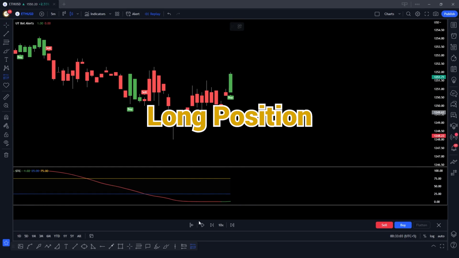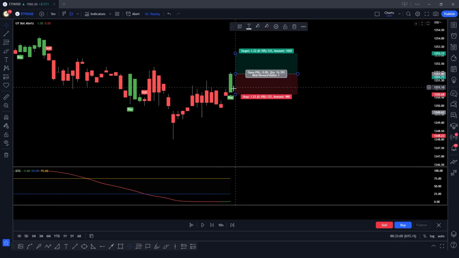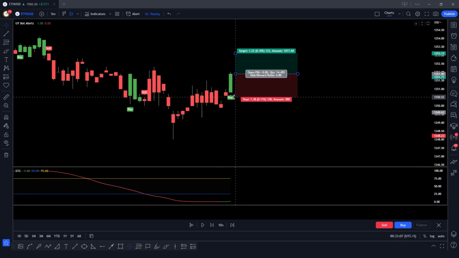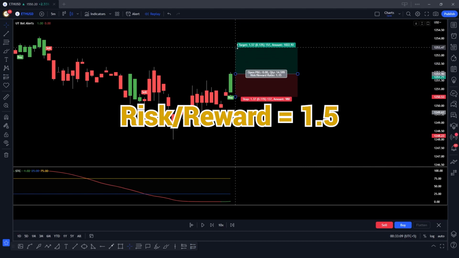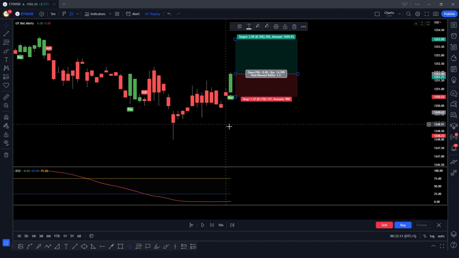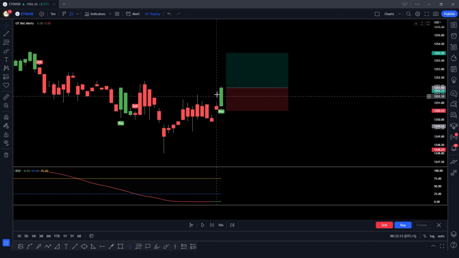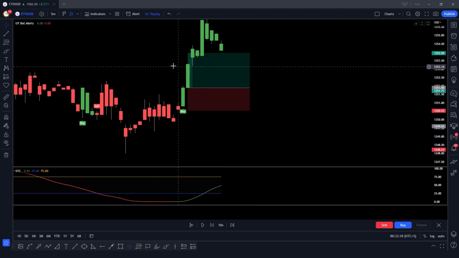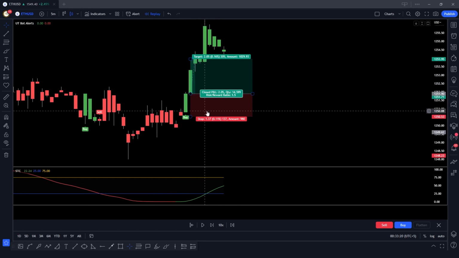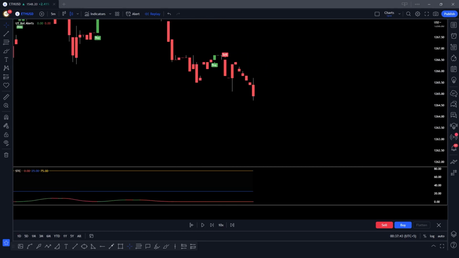So we'll take a long entry here at the close of this candle, and we'll put our stop loss at the last swing low. Now we'll be targeting 1.5 to our ratio. And now let's forward play the market to see if the chart hit our take profit level. So as you can see, our take profit was hit, and this trade went in profit. Now let's forward play the market, and let's see if we can find another long trade entry.